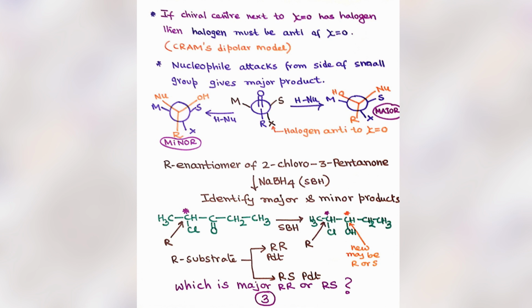Means in that case, we are going to get the 2 diastereomers. One is the RR, another one is the RS of the product. Now the question is, by applying the Cram's dipolar model, because the chiral center contains the chlorine, we have to identify which one will be the major product. RR will be the major product or RS will be the major product.